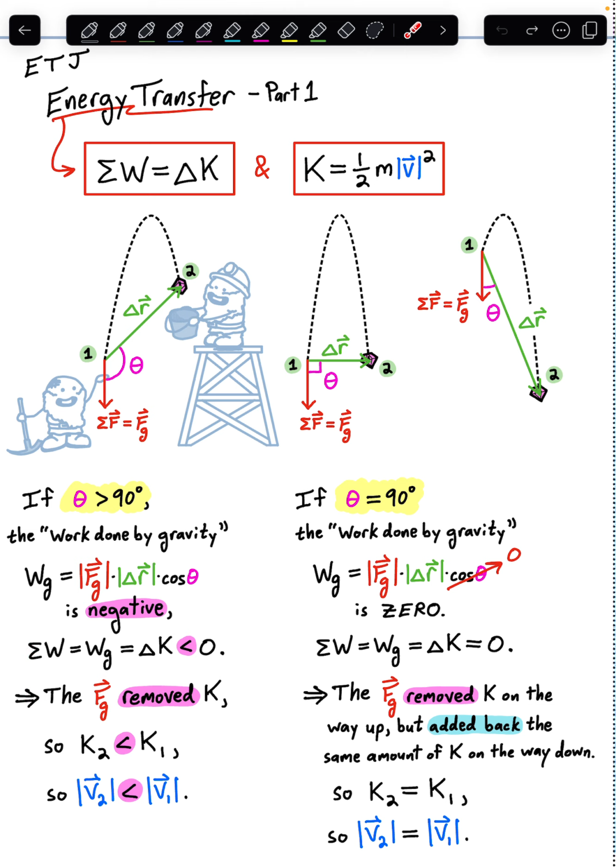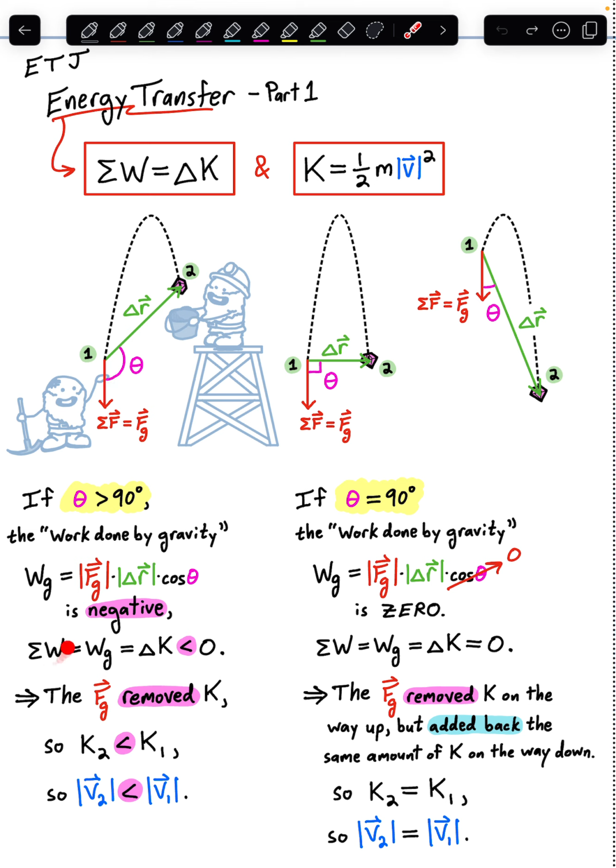First scenario, as this gem gets tossed from moment 1 to 2, assume it's in the air that whole time, so it's in free fall that whole time. The net force on it is just the force of gravity. If that angle between net force and displacement is greater than 90 degrees, then we know the work done by gravity between moments 1 and 2 is going to be negative according to our formula number 1 for work, based on cosine of an obtuse angle being a negative number.